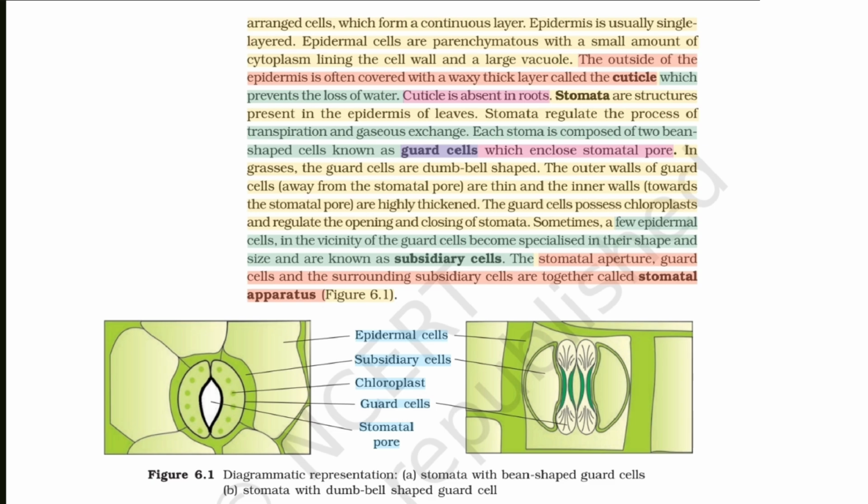Sometimes, a few epidermal cells in the vicinity of the guard cells become specialized in their shape and size and are known as subsidiary cells. The stomatal aperture, guard cells, and the surrounding subsidiary cells are together called stomatal apparatus, figure 6.1. Diagrammatic representation: A. Stomata with bean-shaped guard cells. B. Stomata with dumbbell-shaped guard cells.